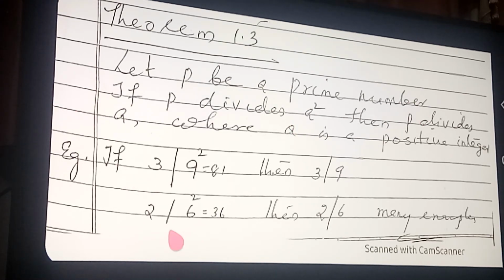See the second example also. In such a way, you can take many examples and see. Here 2 divides 6 square. Dividing or not? 36 is divisible by 2, no? Then 2 divides the square root of 6 square, that means the square root of 6 square, what is it? 6. Therefore 6 is divisible by 2. Now connect with your theorem: if p divides a square, then p divides a. Correct, no? Yes. If 2 divides 6 square, then 2 divides 6. Okay, understood the theorem properly now? Okay, bye. Then we will meet in the next class.